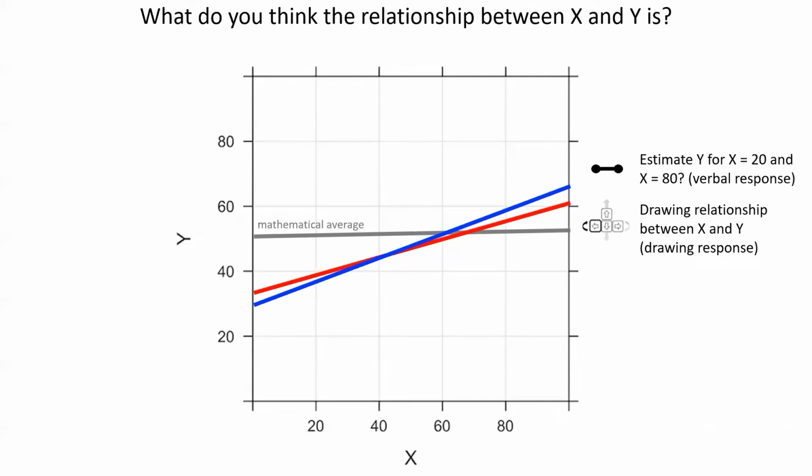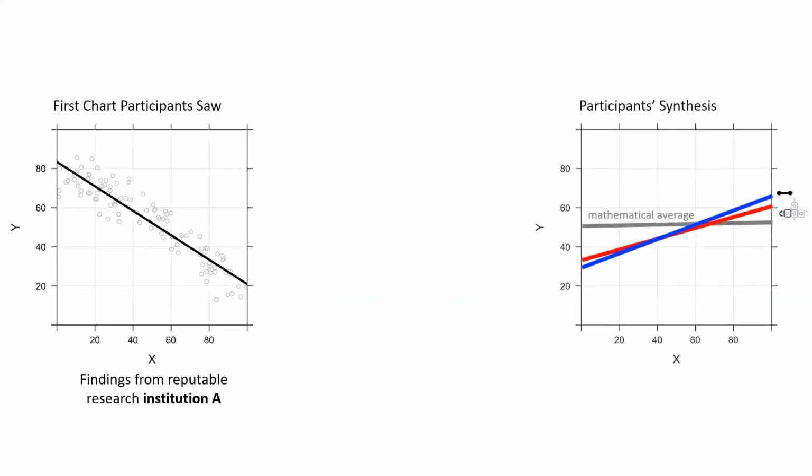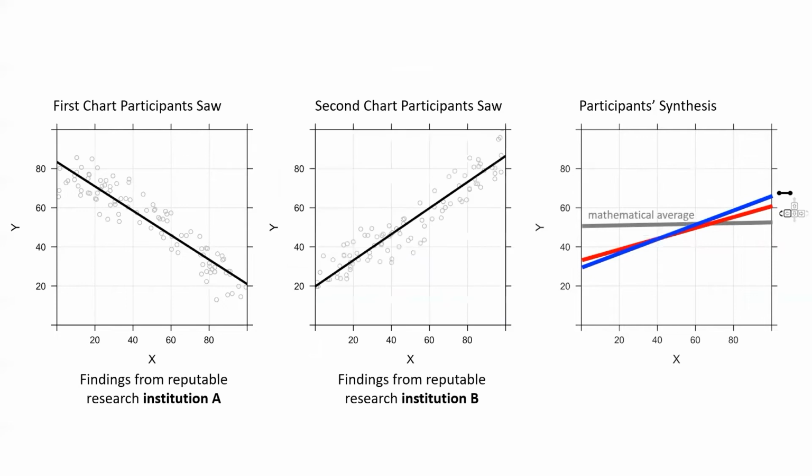We can compare the two response elicitation methods to the mathematical average to see that both measures elicited quite similar responses that deviated from the mathematical mean. So let's bring back the stimuli for comparison. Just a reminder, this is the first chart people saw representing findings from institution A, and this is the second chart people saw. So what is happening here?